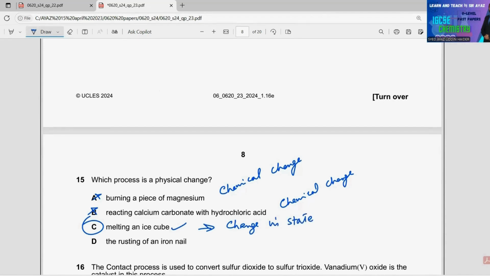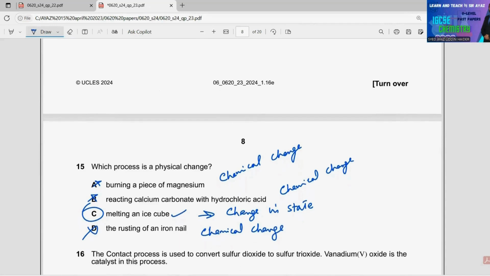In D, the rusting of an iron nail. This is wrong. The reason is that rusting of an iron nail involves a reaction between iron with oxygen and water. So this is also a chemical change. It produces rust.